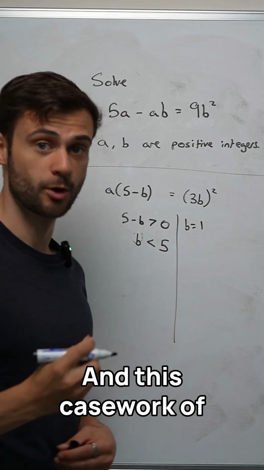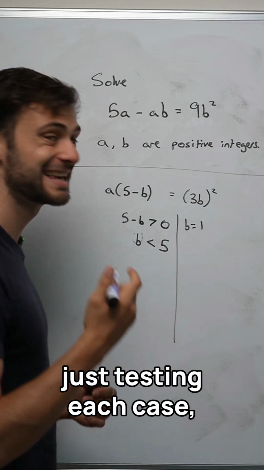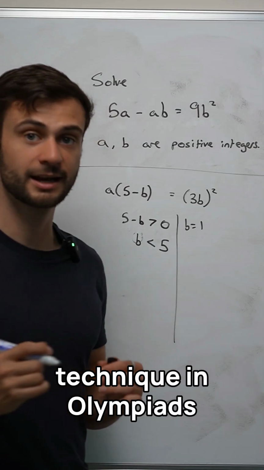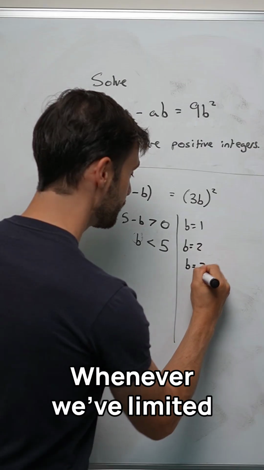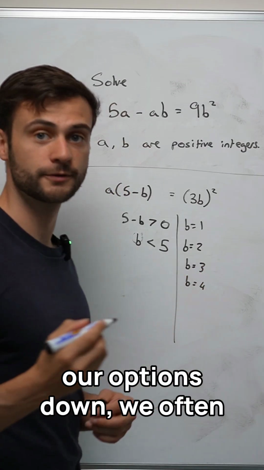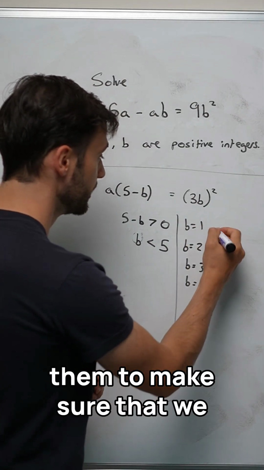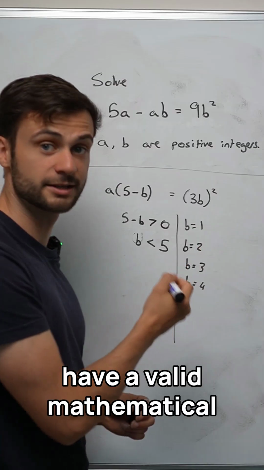And this casework of just testing each case, seeing if there is a valid solution, is such a common technique in Olympiads. Whenever we've limited our options down, we often get to this point where there's just a few cases that we need to check. We do need to check all of them to make sure that we have a valid mathematical proof.